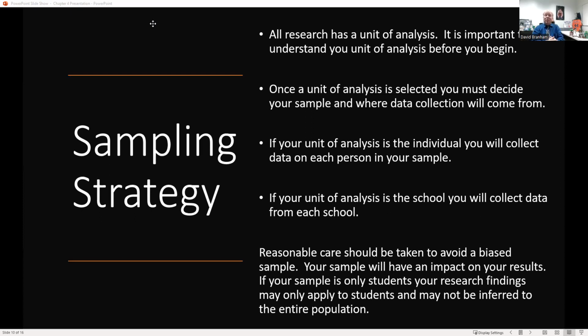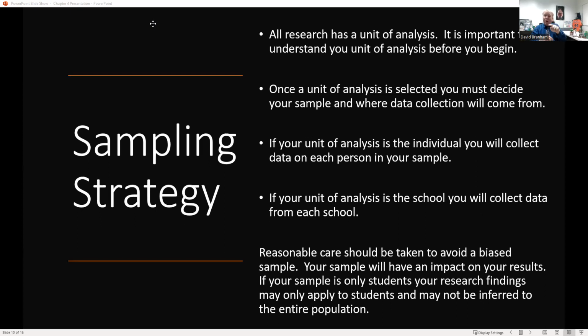It could be a school. It could be a corporation. It could be a country. There are many different units of analysis that you can have. So it's important that you understand, number one, what is your unit of analysis? In almost every methods class, the first question out when somebody proposes research is, okay, what's your unit of analysis? So you need to be able to know that right away.